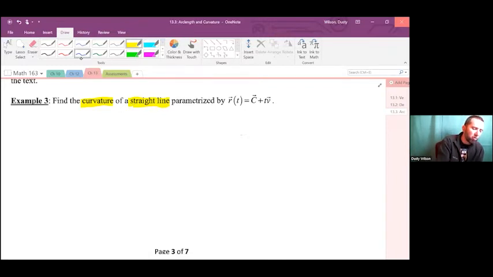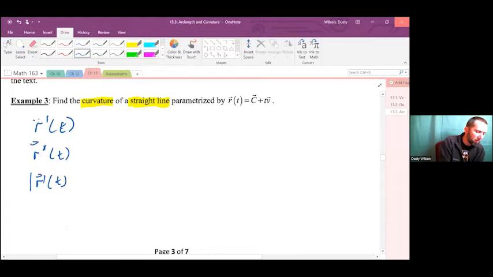In order to use the formula that we were just looking at, we're going to need to find r prime of t. We're going to need r double prime of t. And then we're also going to need the magnitude of r prime of t. And we'll need some cross products and other things along the way. So this is what we need.